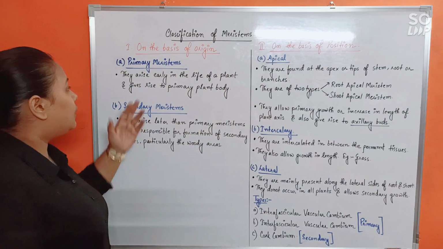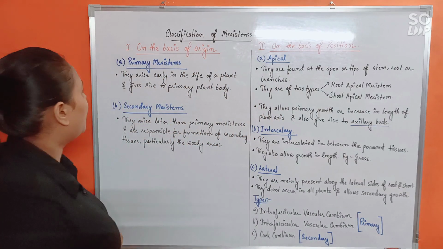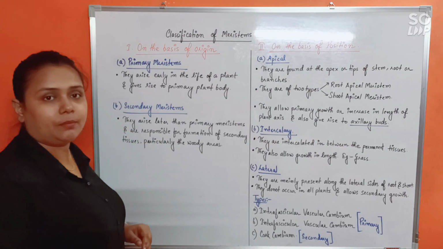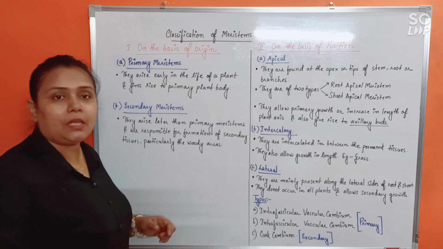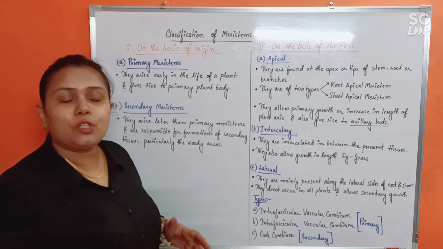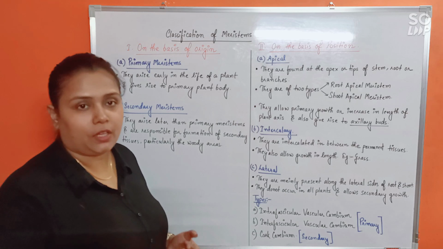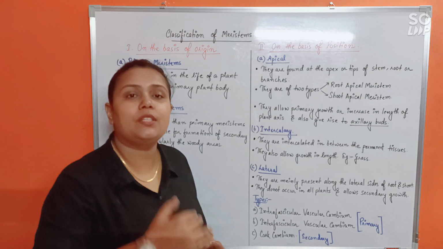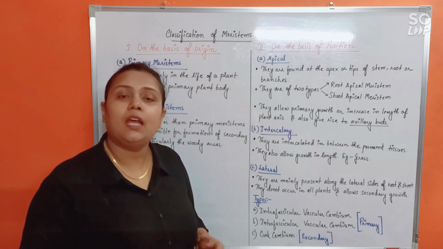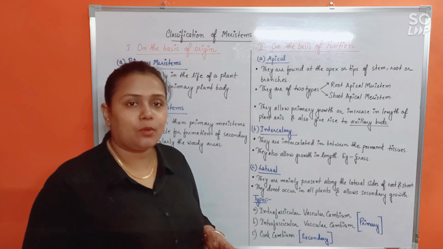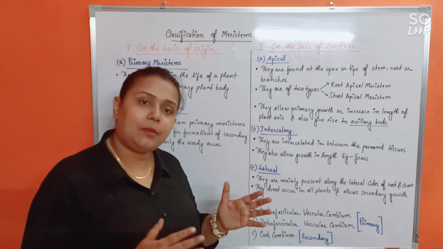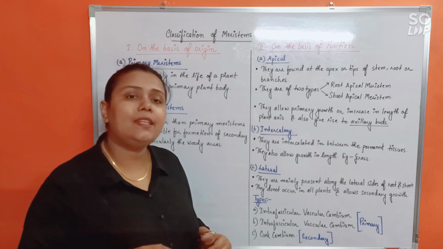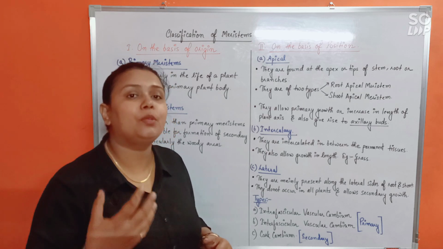See, first on the basis of origin, there are two types of meristems, primary meristem and secondary meristem. Okay, primary meristem means the meristems which arise during the primary growth phase. See, just like you have a childhood and adulthood, two distinct phases in your life, isn't it? Likewise, in plants also there are two phases. Primary phase when the plant is young, or the initial phase, and then secondary phase when the plant matures.